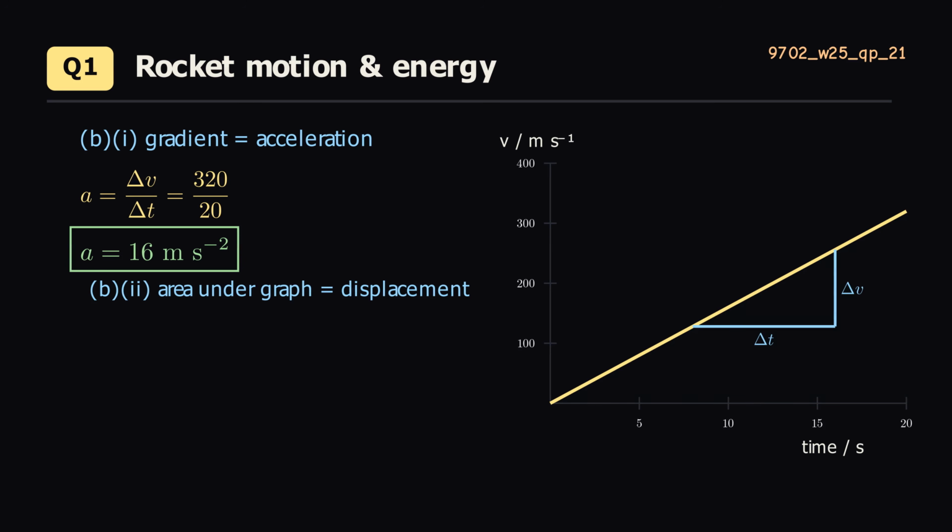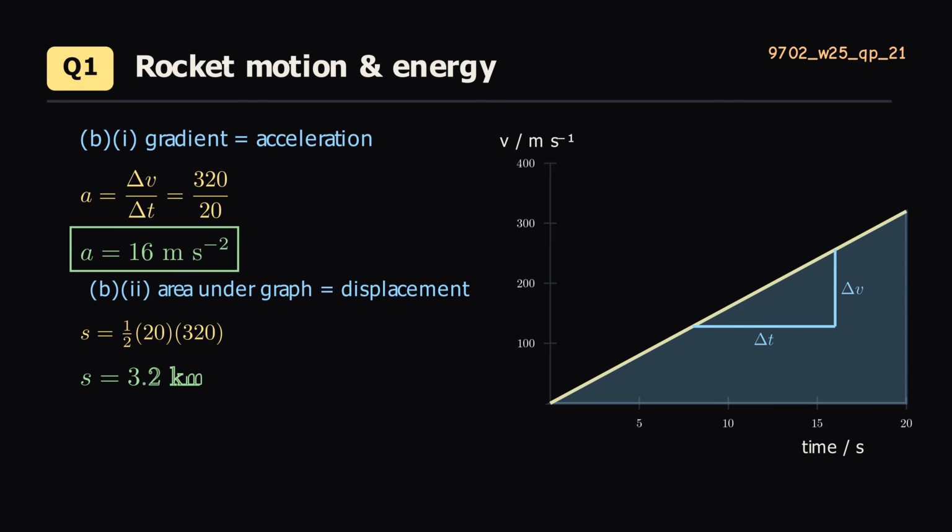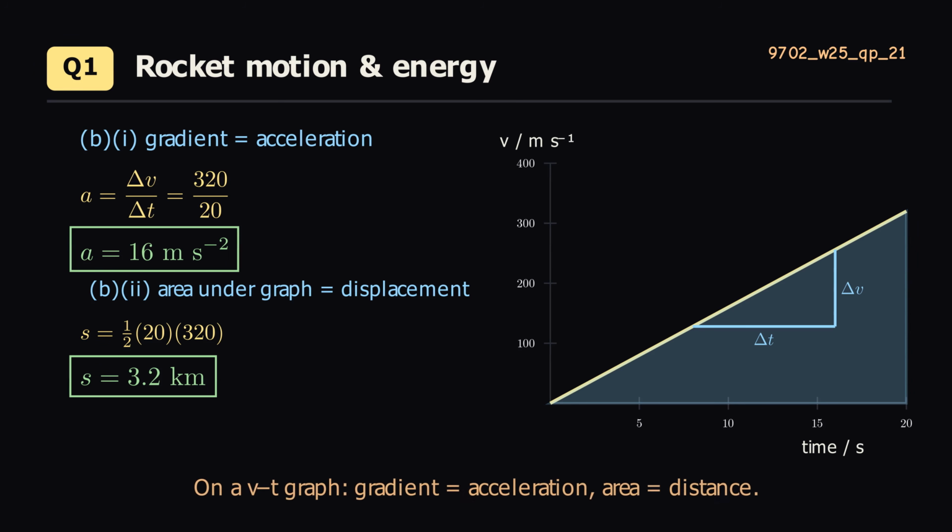Part B. Part 2. The area is a triangle, half times 20 times 320. That is 3,200 meters, or 3.2 kilometers. On a velocity time graph, gradient is acceleration and area is distance traveled.